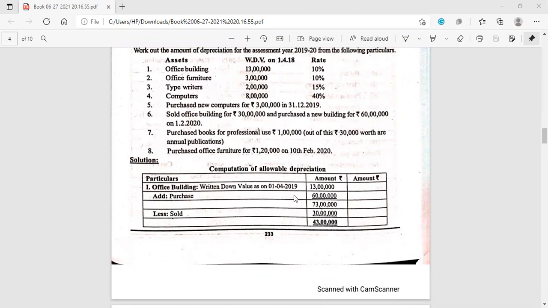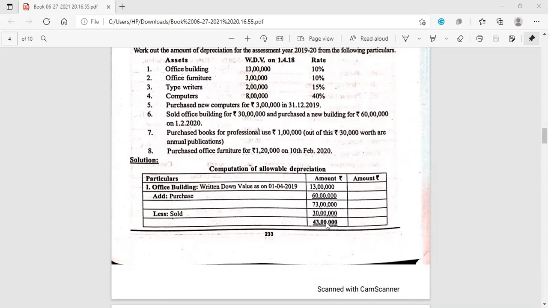To this, we have to add purchases made during the year. See here, additional information 6. Sold office building 30 lakh and purchased a new building for rupees 60 lakh on 1st February 2020. Now, since it is purchased on 1st February 2020, half of the normal rate for additions we have to calculate. So, 60 lakh into 5%, because the number of days is less than 180 and it was purchased in the month of February only. From February to March only, almost 60 days gap is there. So, less than 180 days.